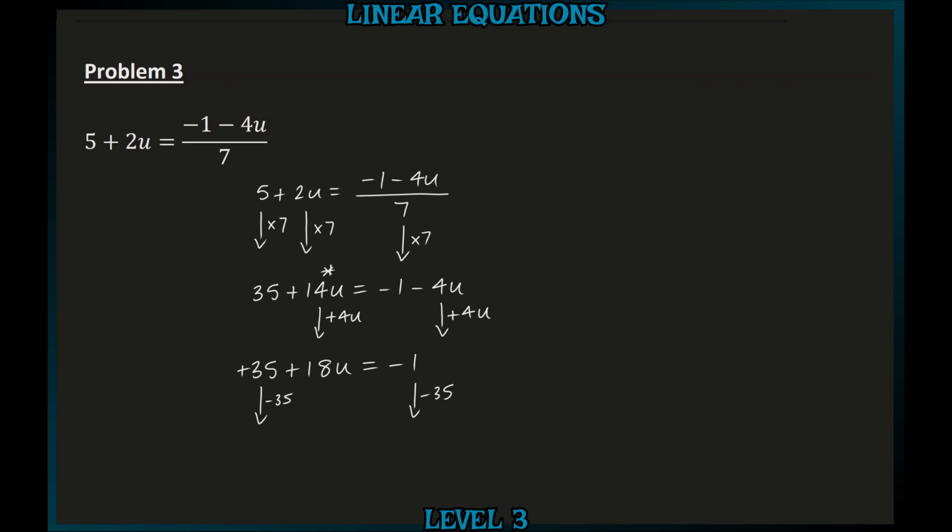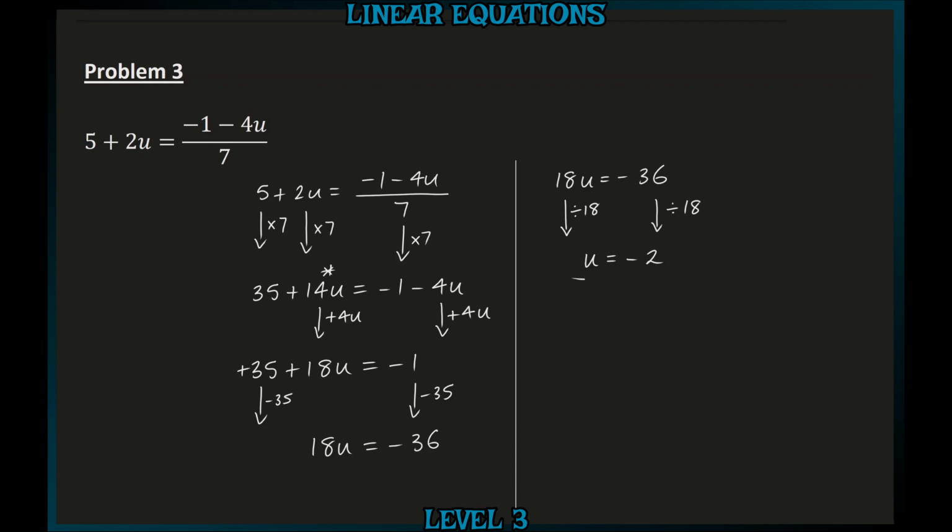Now on the left, the plus 35 and the minus 35 cancel out to give us 18u, and on the right, minus 1 minus 35 is minus 36. Finally, to remove the times 18 in front of the u, we use its inverse, which is to divide by 18, and do the same on the right. And the times 18 and the divide by 18 on the left cancel out to leave us with u. And on the right, minus 36 divided by 18 gives us minus 2. So u equals minus 2 is our final answer to problem 3.